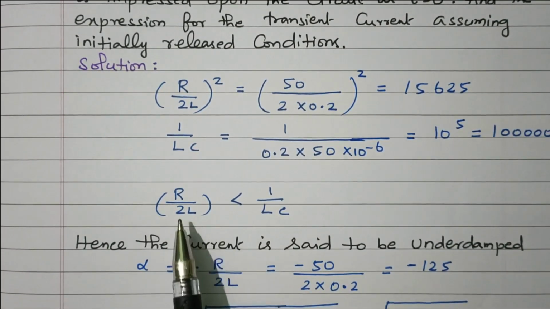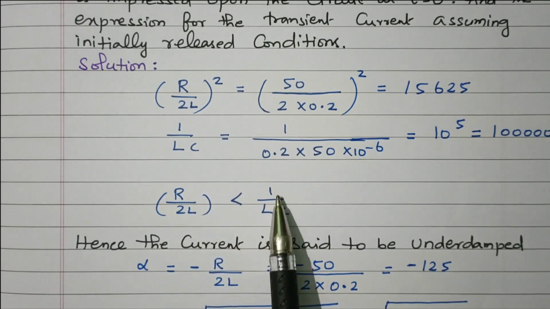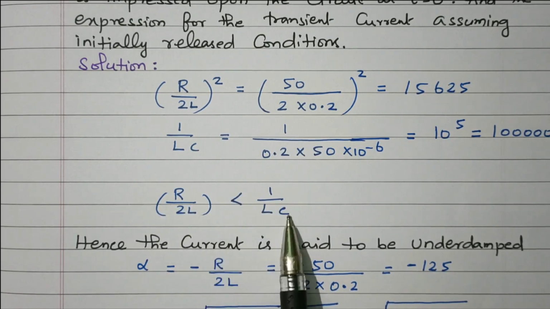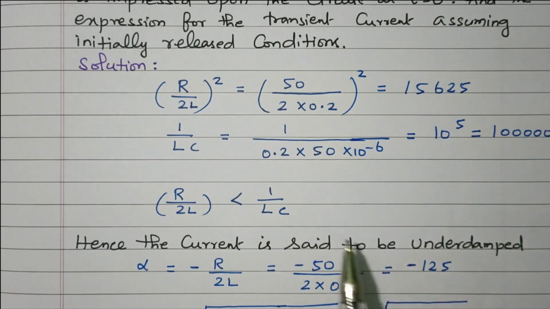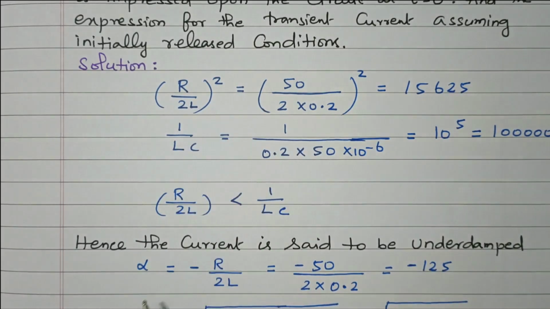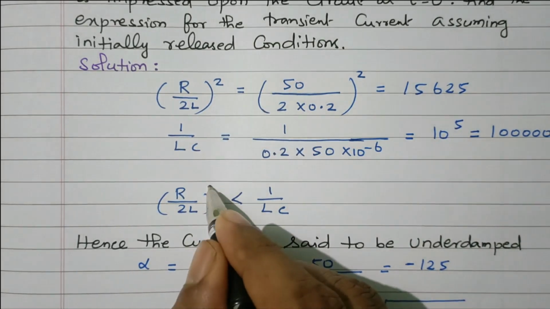For that the condition is available: R divided by 2L, the whole square, is less than 1 divided by LC. So we need to find these two values. If it is less than, then the current is said to be under damped. So we need to find R divided by 2L the whole square.